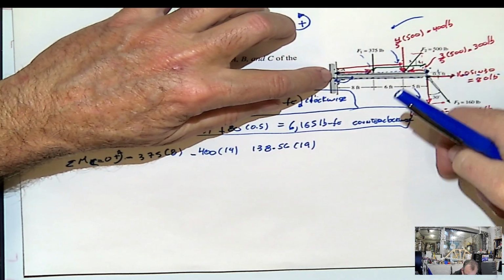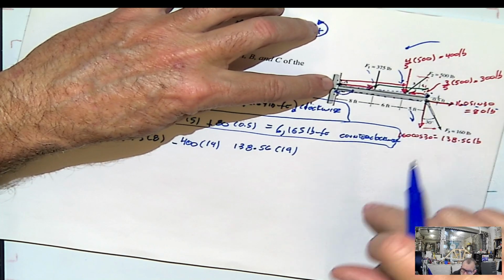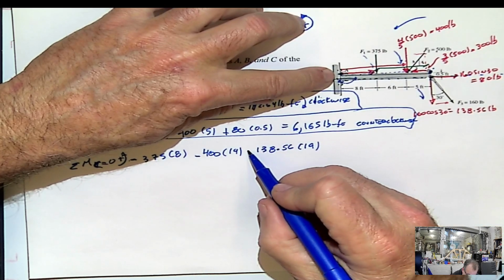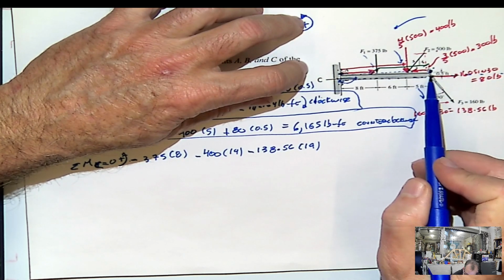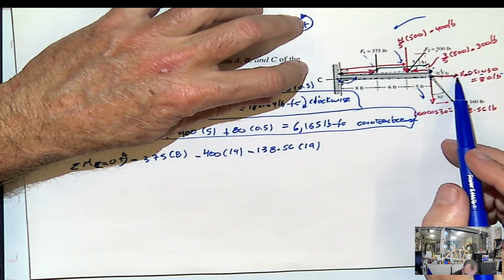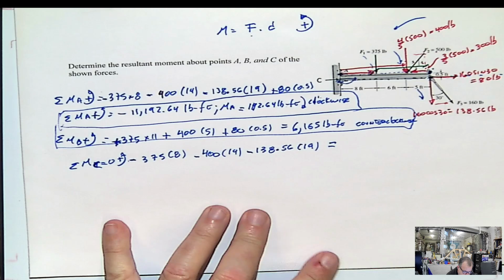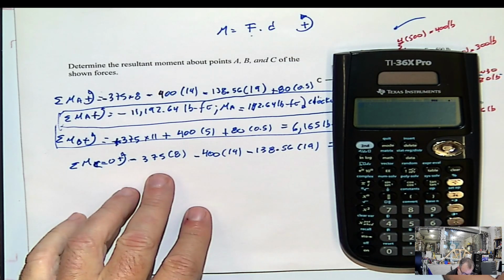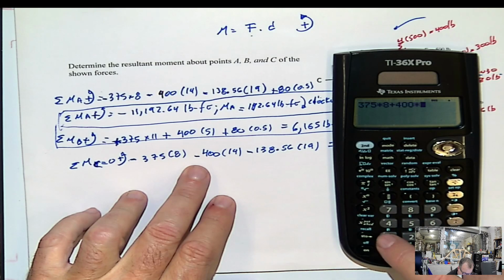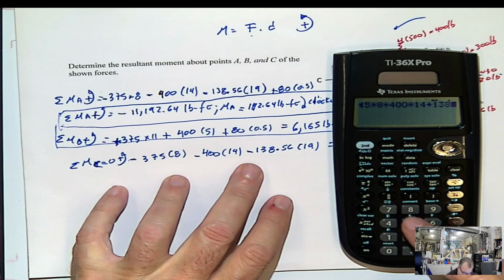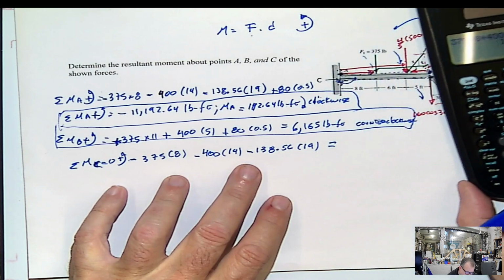Put your finger, pull it in that direction. You pull it down in this way. It's going to rotate negative also according to our convention. And now the last force is this one. As you can see, this component passes through the point C. And because this component passes through the point C, it doesn't produce any moment. So that will be it. Let's see how much is this. 375 times 8 plus 400 times 14 plus 138.56 times 19. And you heard me saying plus, plus, plus, right? Yeah, because all of them are negative.